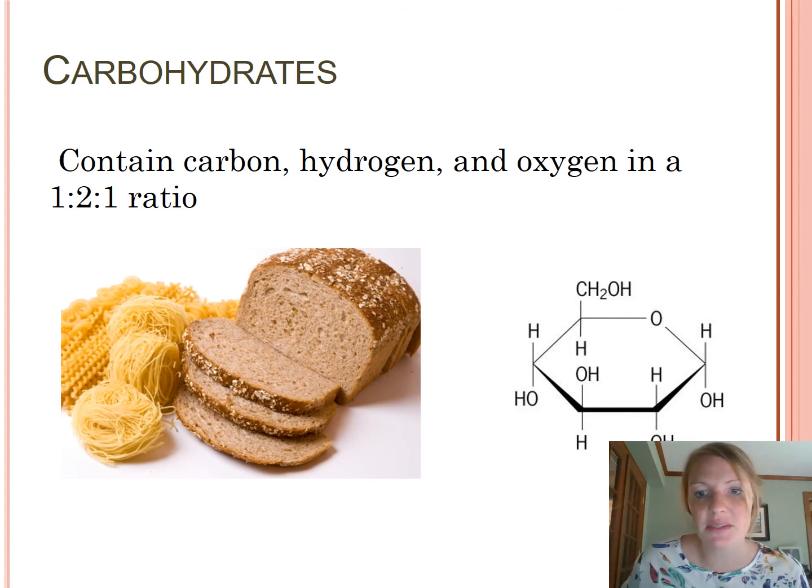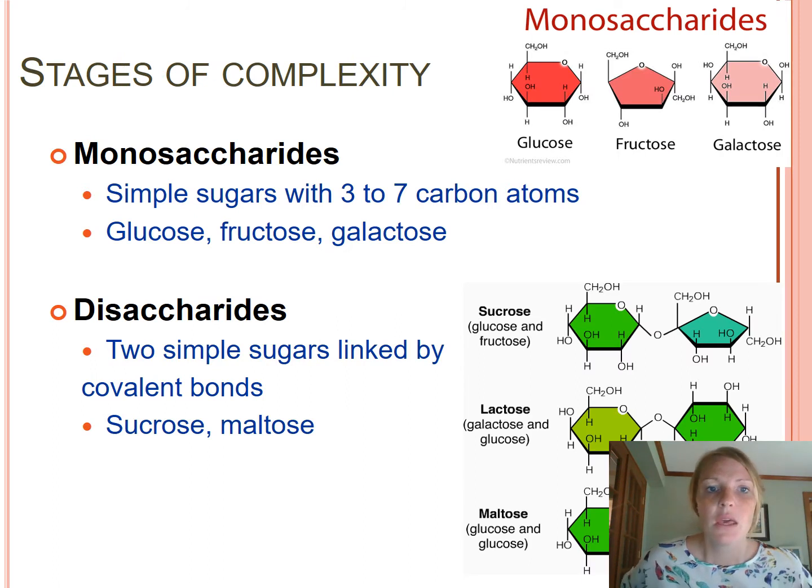And they have a very specific ratio. You don't have to get caught up in the chemical structure. I just wanted to show you an example of a carbohydrate. There are a couple different stages of complexity when we're talking about monomers and polymers of carbohydrates. The monomers of carbohydrates are called monosaccharides. Saccharide means sugar, so monosaccharide means one sugar.